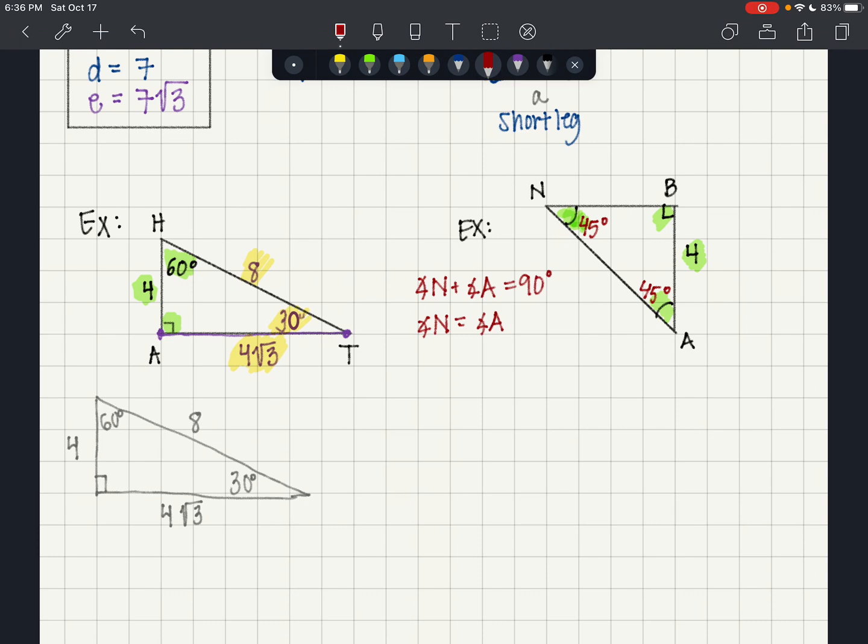Because those 2 angles are congruent, we know that the 2 legs are congruent. And that's because we have a 45, 45, 90 triangle. Now, if the legs are 4, that means the hypotenuse is going to be the leg times the square root of 2. So our answers are 45 degrees, 45 degrees, 4, and 4 times the square root of 2.